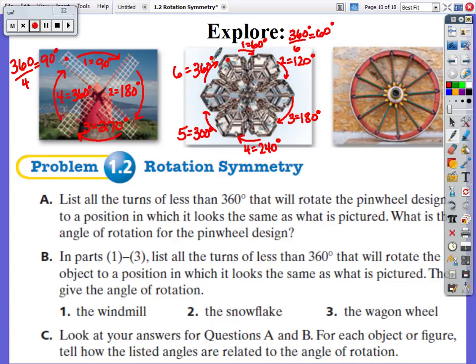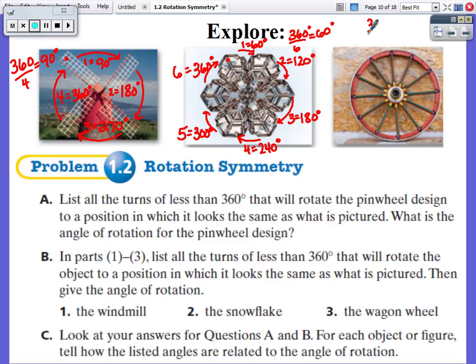Okay? And then I believe on the wagon wheel, we said that it was 12. So 360 degrees divided by 12 is equal to 30 degrees. So one rotation is 30 degrees, two rotations is 60 degrees, three rotations is 90 degrees, 4 is 120, 5 is 150, 6 is 180, 7 is 210, 8 is 240, 9 is 270, 10 is 300, 11 is 330, and 12 is 360. Okay?